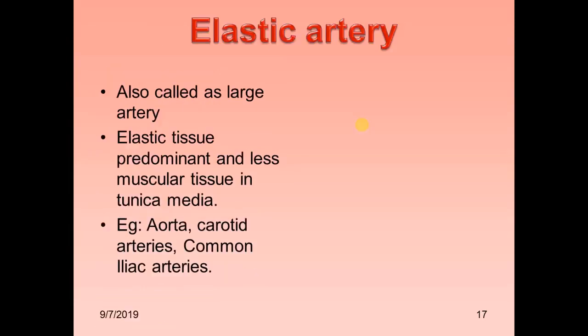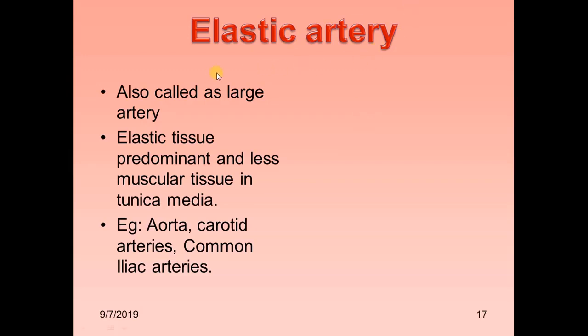Okay. Now we have seen the basic structure of a blood vessel. It consists of 3 tunics: the tunica intima, the tunica media, and the tunica adventitia. We have seen the characteristic features of the intima, media and adventitia. Now we will see how these 3 layers are altered in the different types of blood vessels.